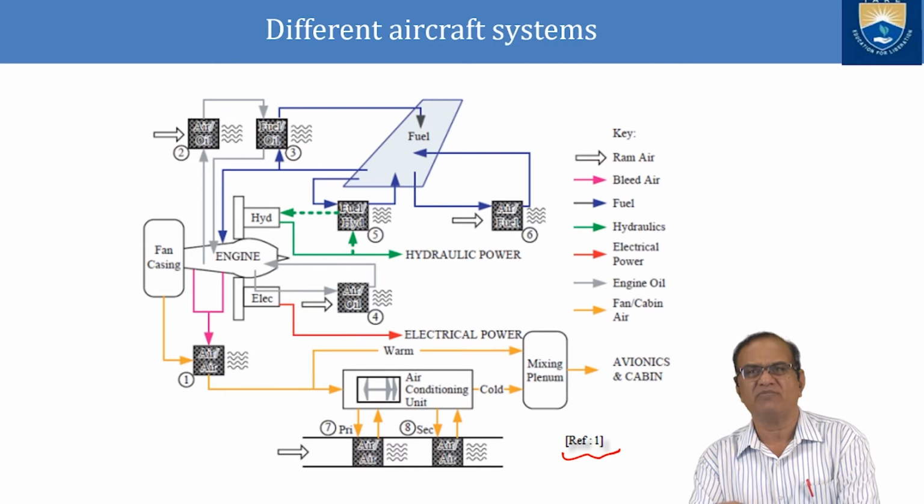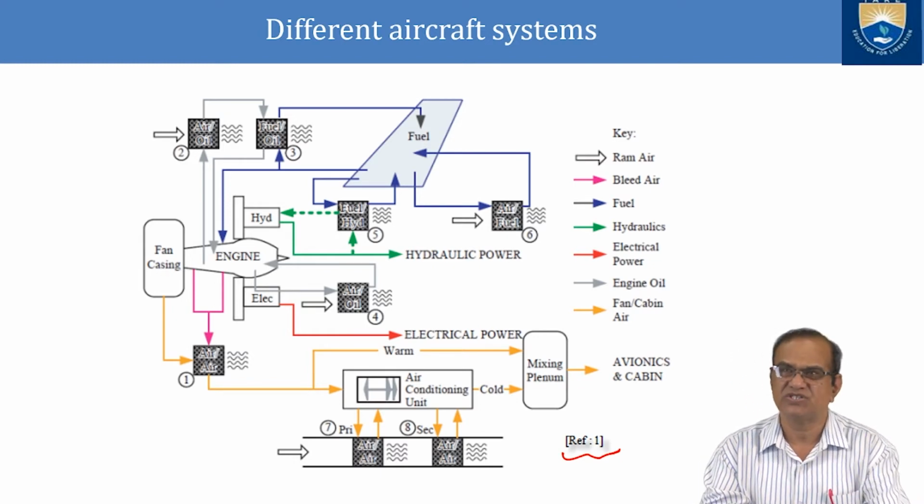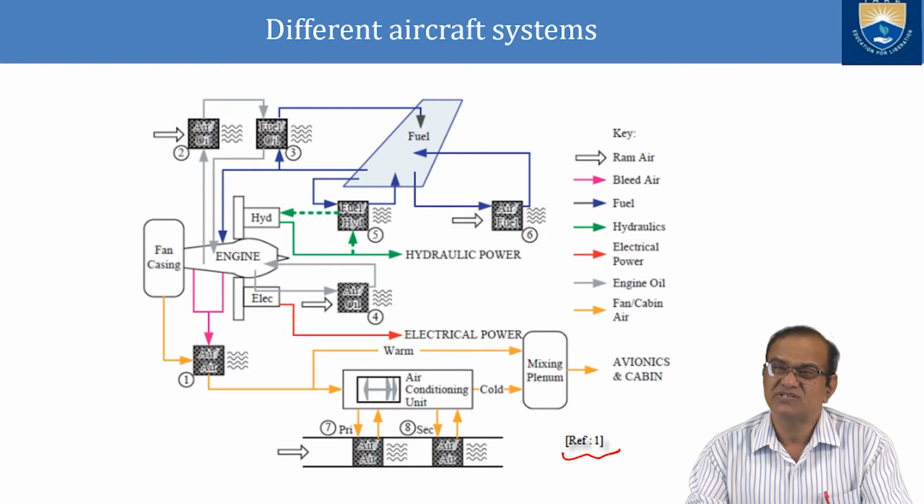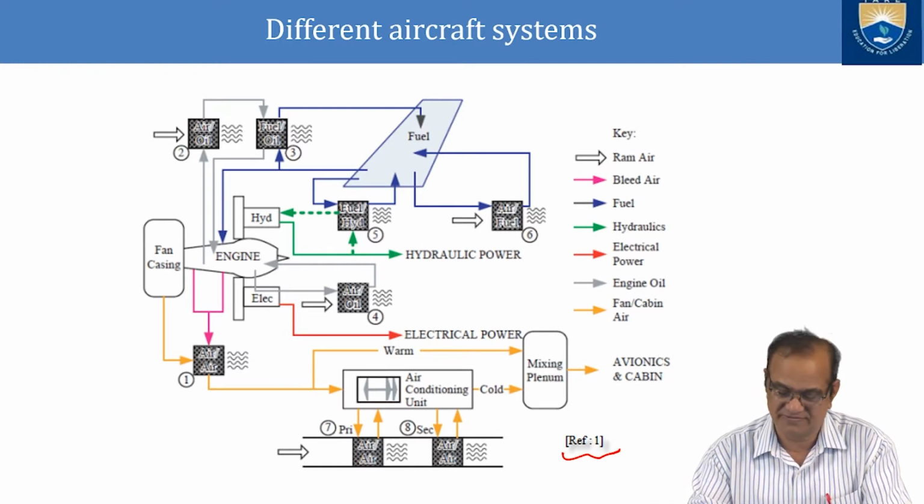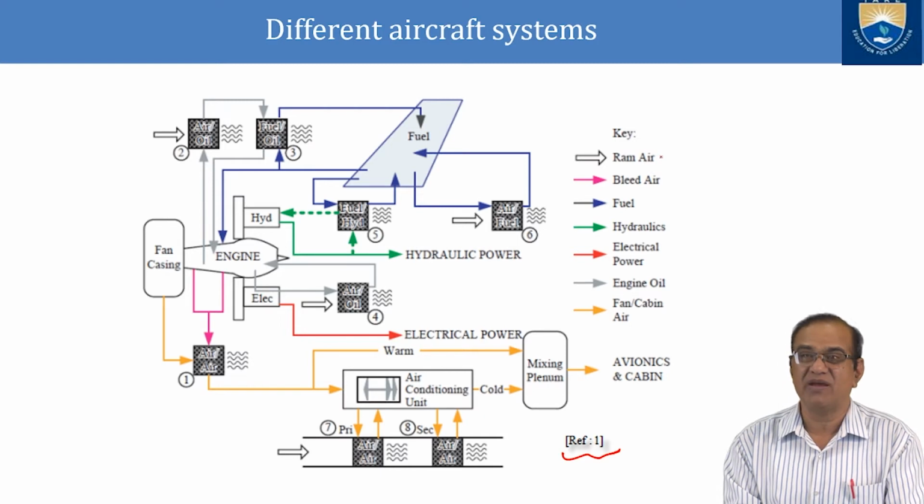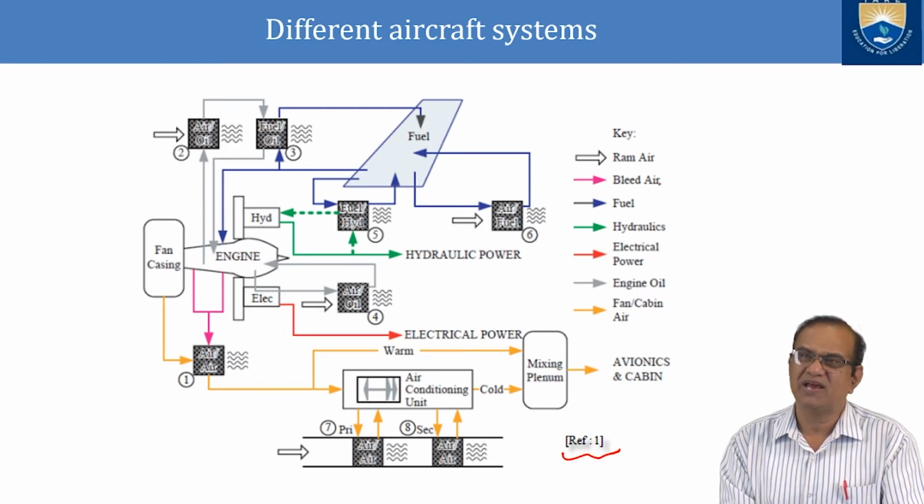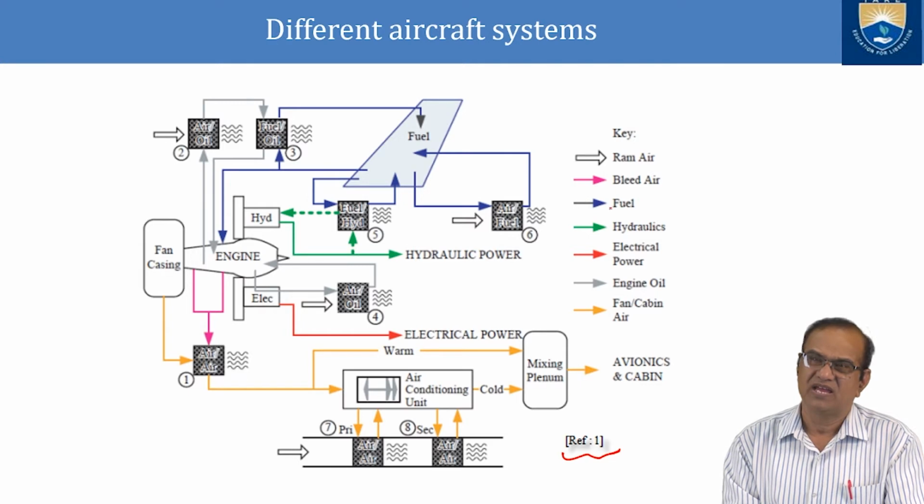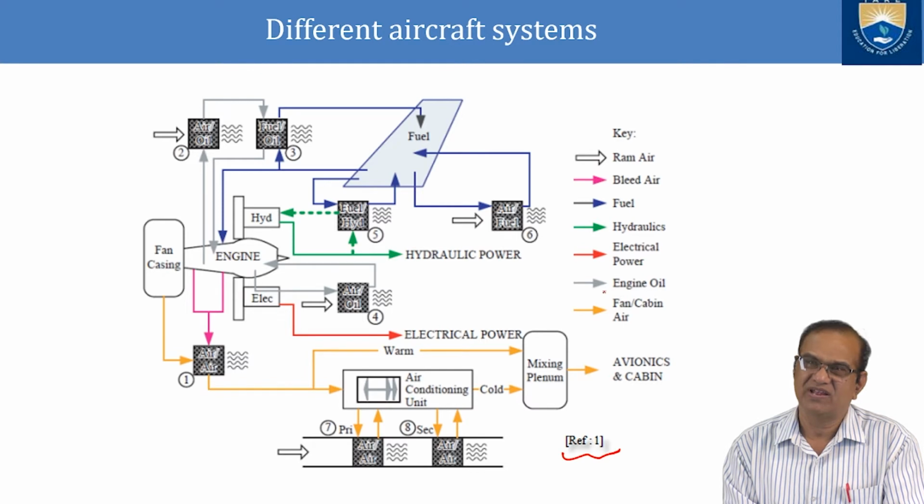This is one of the very important figures in which so many systems are given in one slide. Most of the systems are accumulated here. Here, this arrow shows the ram air. This pink color arrow shows the bleed air. Green arrow shows the fuel. Blue shows the hydraulic system. Red shows the electrical power. Gray shows the engine oil. And amber shows the fan or cabin air.